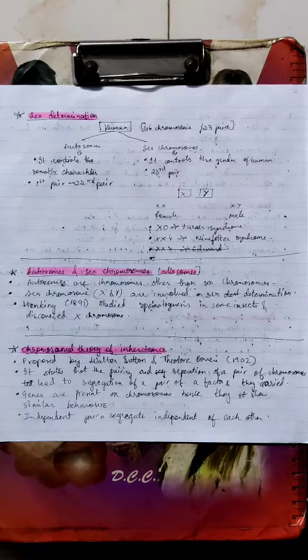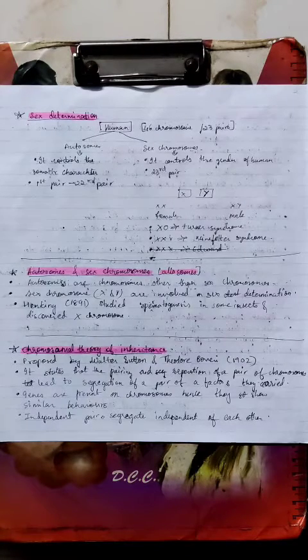Next, we will go to autosomes and sex chromosomes, which are also known as allosomes. Autosomes are chromosomes other than sex chromosomes. The number of autosomes is the same in male and female. Sex chromosomes X and Y are the chromosomes which are involved in sex determination. Henking in 1891 studied spermatogenesis in some insects and discovered the X chromosome.